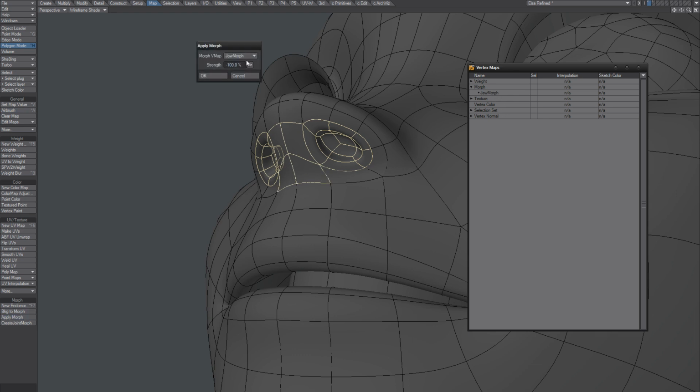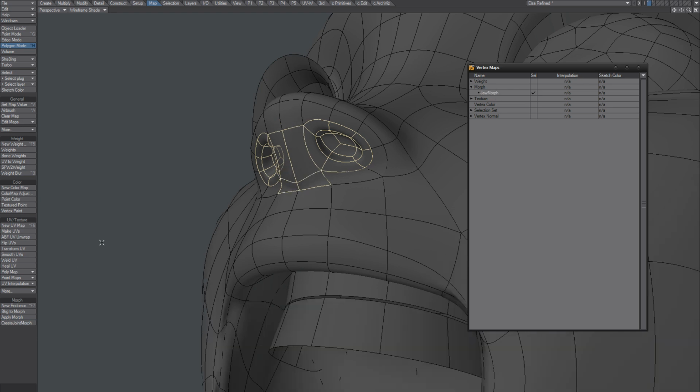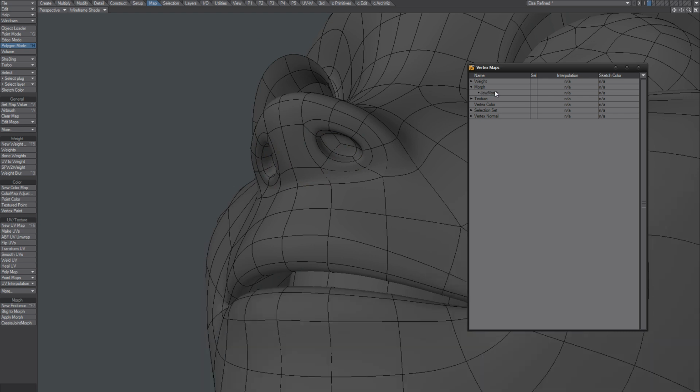Plymorph. Plymorph. On the Joe Morph. Take all of these guys, I guess, and say minus on those as well. Alright, cool. And there it is. Fixed.